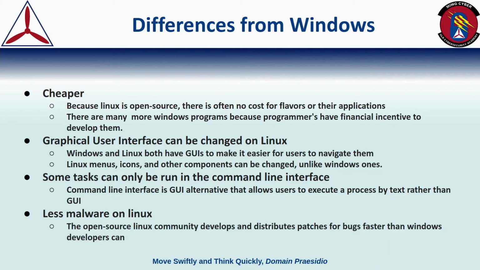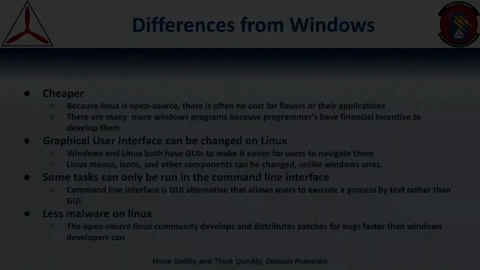Some tasks can only be run in the command line interface. The command line interface is a GUI alternative that allows users to execute a process by text rather than by using a GUI. There's less malware on Linux. The open source Linux community develops and distributes patches for bugs faster than Windows developers can, and thus there are fewer bugs and less malware for the Linux distributions.